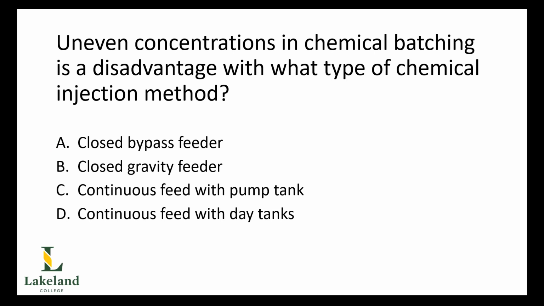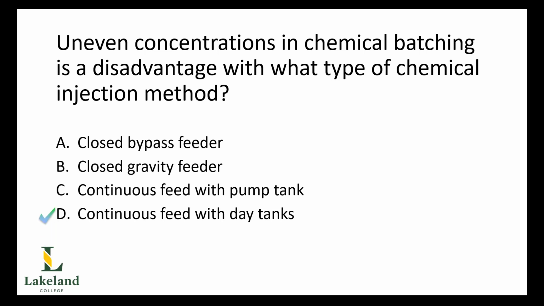Okay, our next one. Uneven concentrations in chemical batching is a disadvantage with what type of chemical injection method? Is that closed bypass feeder, closed gravity feeder, continuous feed with pump tank, or continuous feed with day tanks? Well, the one we have to continually keep batching is the one we have to batch on the daily, i.e. it's going to be our continuous feed with day tanks.